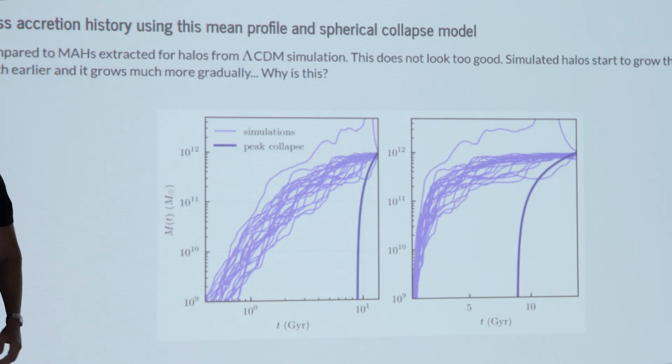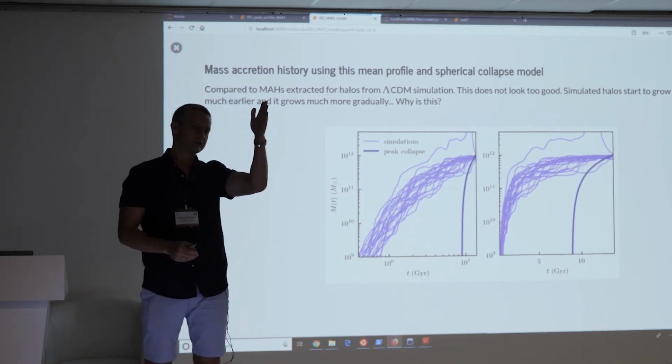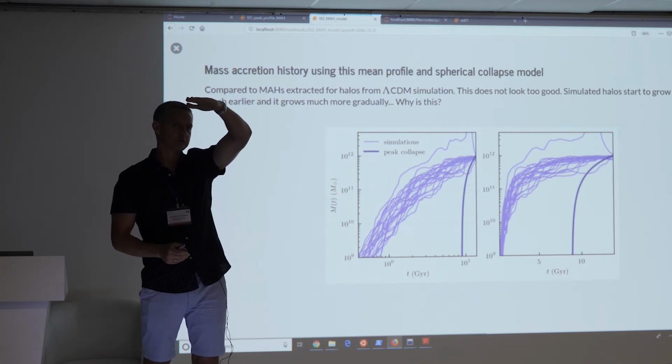Does it look good or not? It doesn't look too good, right? But in its defense, it did tell us that there should be two regimes. One is very, very fast accretion, and then kind of a slowing down of accretion.